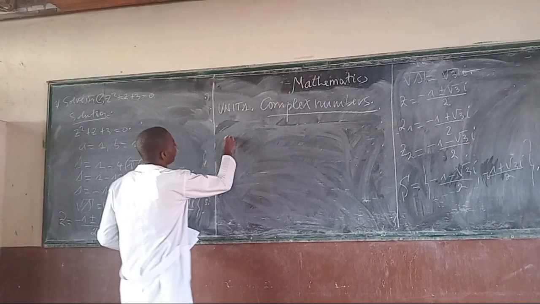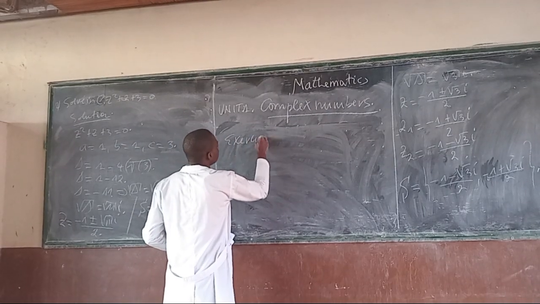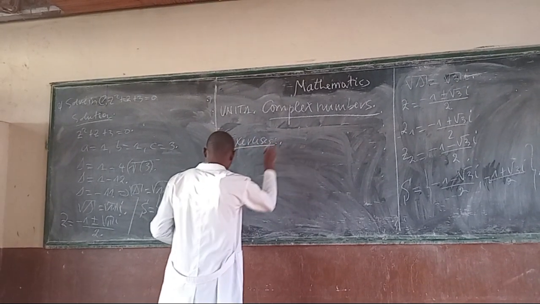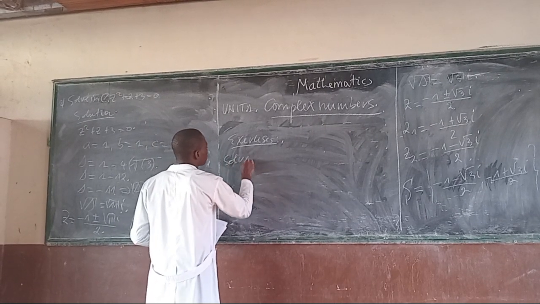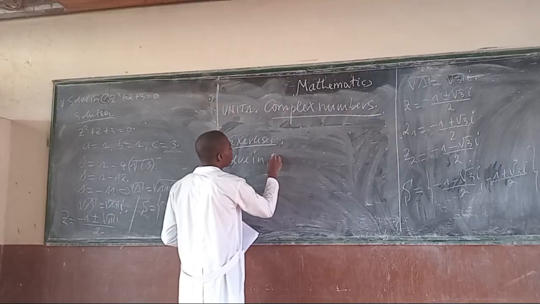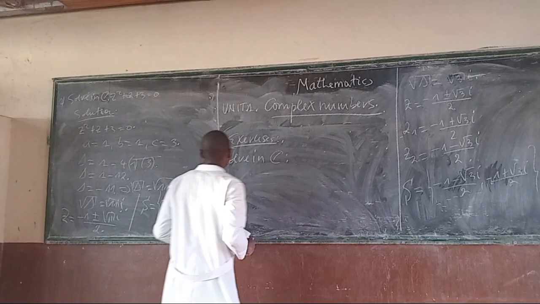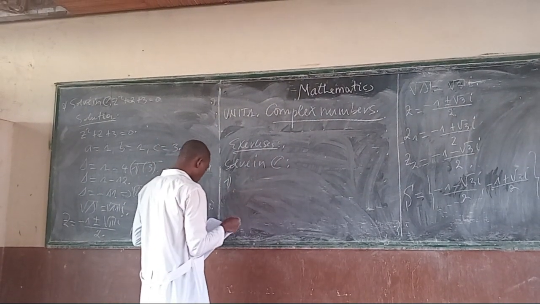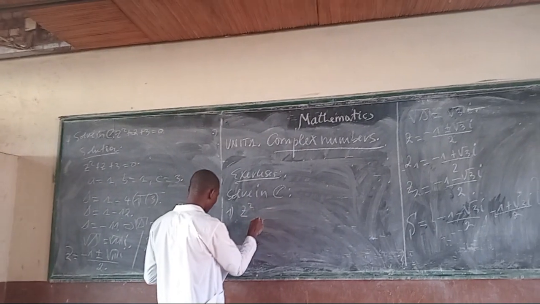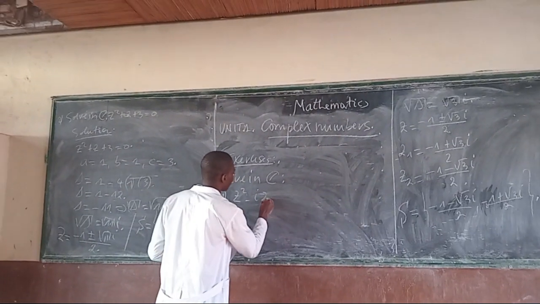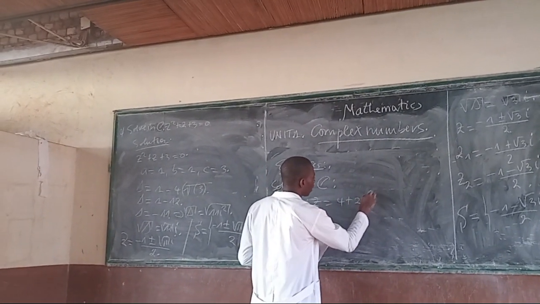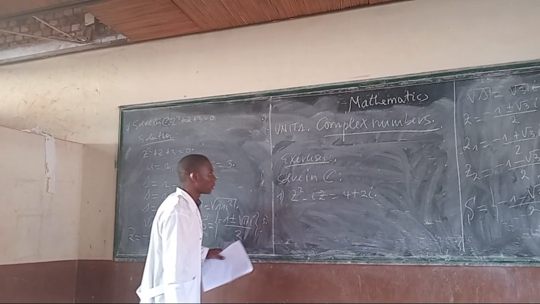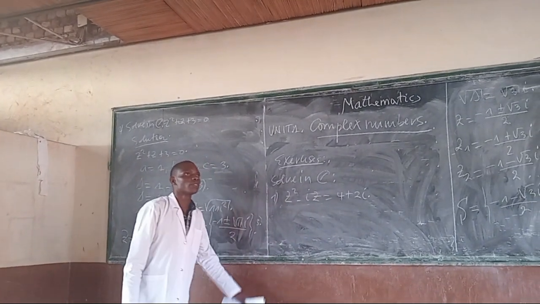Please solve in the exercise, equation 1. Solve in a set of complex numbers. One equation is enough: z squared minus iz is equal to 4 plus 2i. So you have to solve this kind of equation, then you find the solutions.